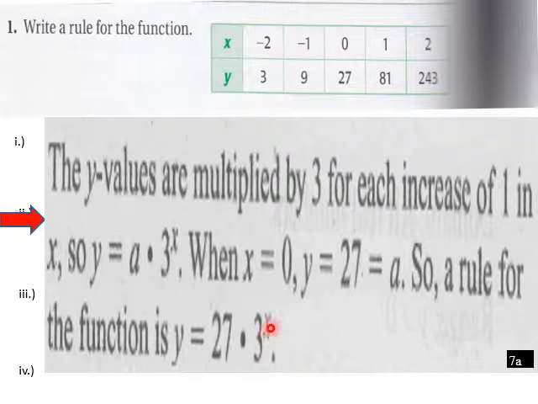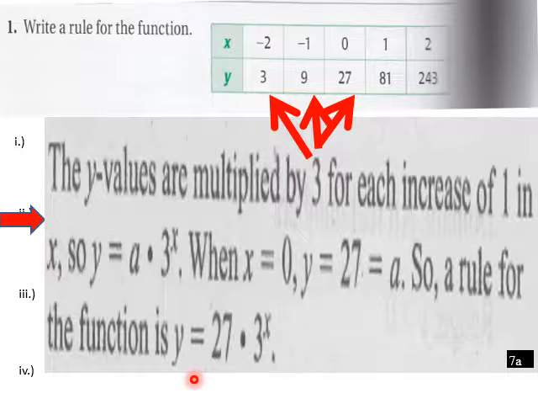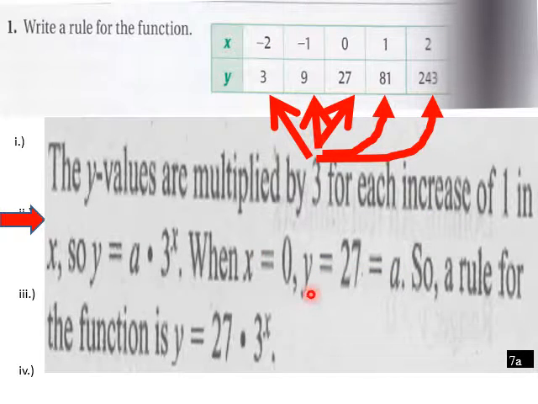When x equals 0, 3 to the x is 1. So it's 27 times our b there in this situation. When x equals 0, y equals 27 equals a. So that would be it: 27 equals a, a b to the x. There's 3. We have an increase of 3 in each of our outputs for each increment of 1 up here. So that is our b here, our 3.